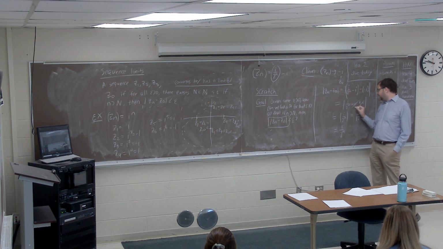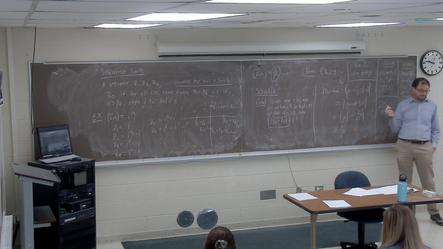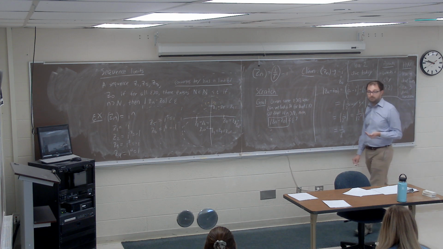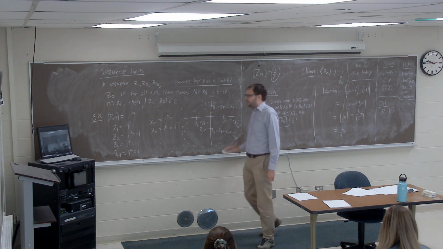Point is, i is just a constant. Any constant complex number is something that we should be able to just take the absolute value of using our day 1 formula. All right, neato burrito.